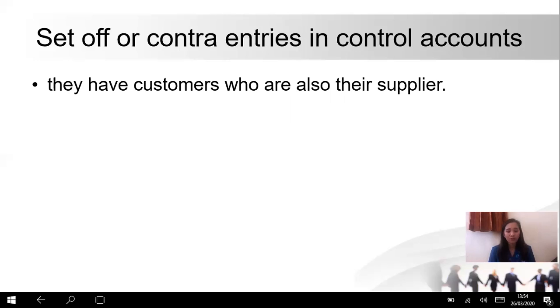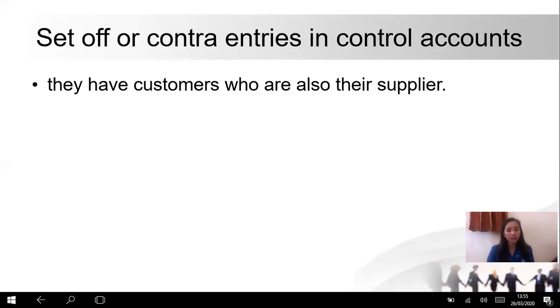So let's say the customer buys our inventory for about 2,000, and then the following month we buy supplies from that customer for about 2,000. I think it would be a waste of time if the customer must pay 2,000 and then we also pay our debt to them. I think the simple way is just to offset the difference, and that's called set off.